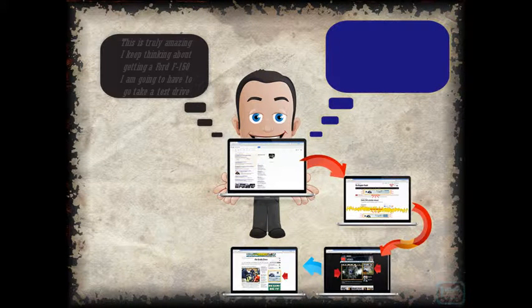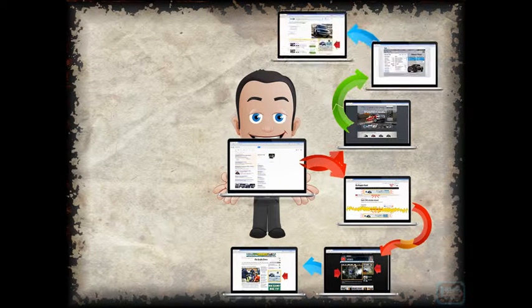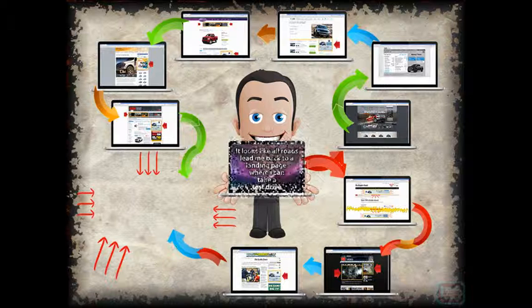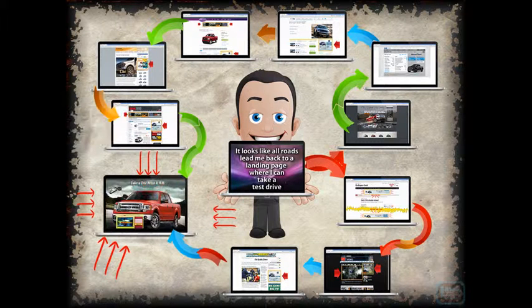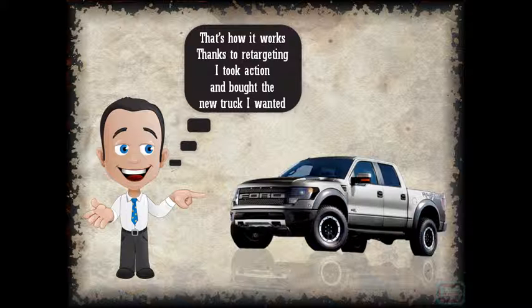He's starting to succumb to the psychology of multiple exposures to the Ford banner ads and believes it's finally time for him to click on the banner and see if it's time for him to take a test drive. Because it looks like all roads lead back to a landing page, and those pages should lead to a test drive. Well, that's how it works, and in this example, it was what Tony needed to get him to the point of becoming the proud new owner of a new 2014 Ford F-150.